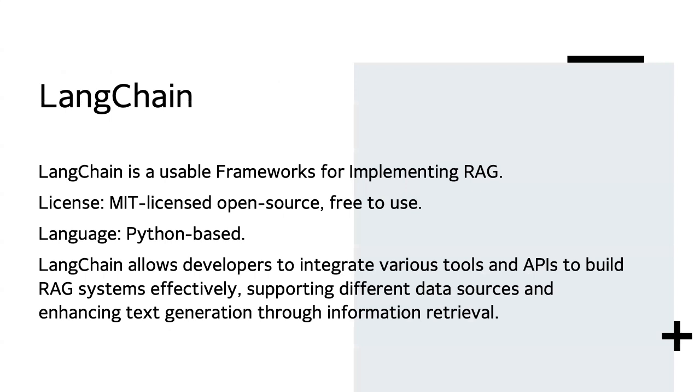And lastly, I'm gonna explain about LangChain. This is a usable framework for implementing RAG. It's MIT licensed, open source, so it's free to use even for commercial use. LangChain is Python based, and it allows developers to integrate various tools and APIs to build RAG systems effectively, supporting different data sources and enhancing text generation through information retrieval.